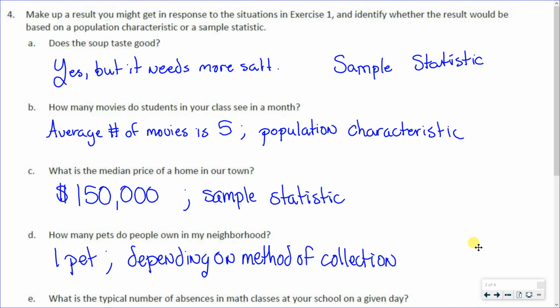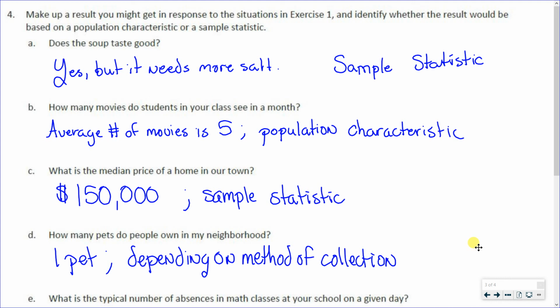Make up a result you might get in response to the situations in exercise 1 and identify whether or not the result would be based on a population characteristic or a sample statistic. Well, remember what I told you. Does the soup taste good? Well, an example response is yes, but it needs more salt. Okay? Now remember what I said. We're only tasting a sample of this soup, so that means it's a sample statistic.